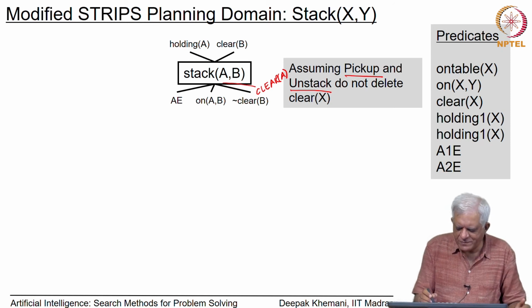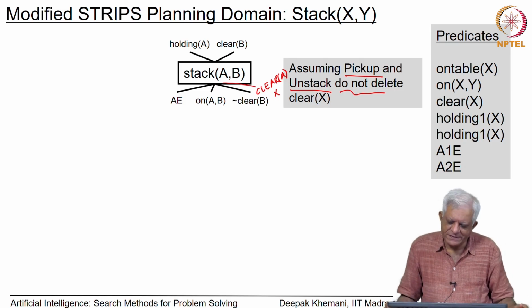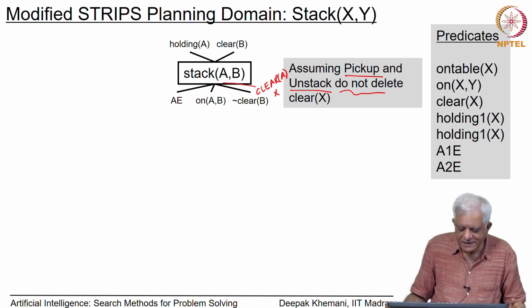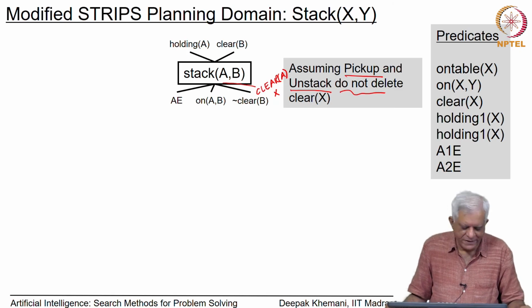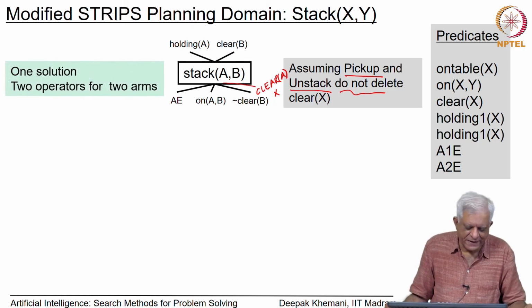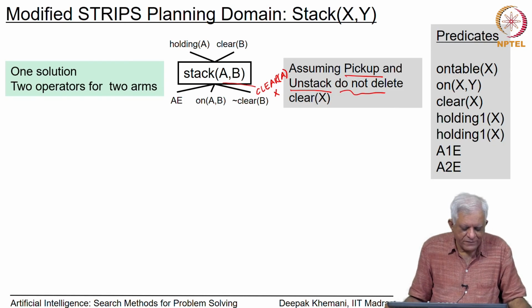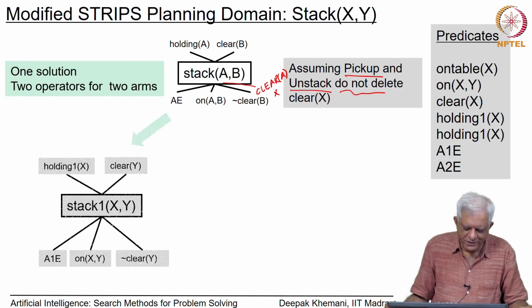So, because we have assumed that they are not deleted, we are not adding this here, but that would be an option essentially, but then you would have to modify pick up and unstack appropriately. So, working with this version where we are not deleting that clear thing, the simplest thing to do is to simply have two separate actions just with different names for the two arms and without going into too much creativity.